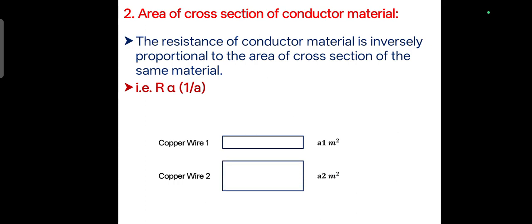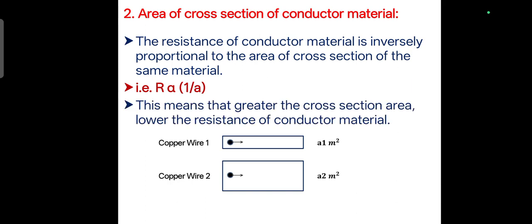So here the resistance is inversely proportional to the area. If the area of that particular conductor increases, the resistance of that conductor is lower. So if the area of a conductor increases, it reduces the resistance of that particular material. So it is an inversely proportional relation to the resistance.